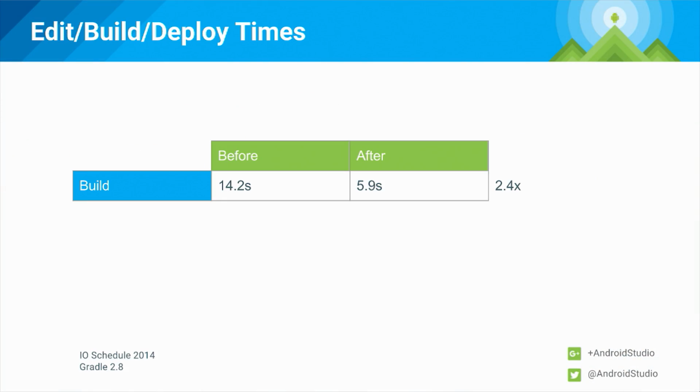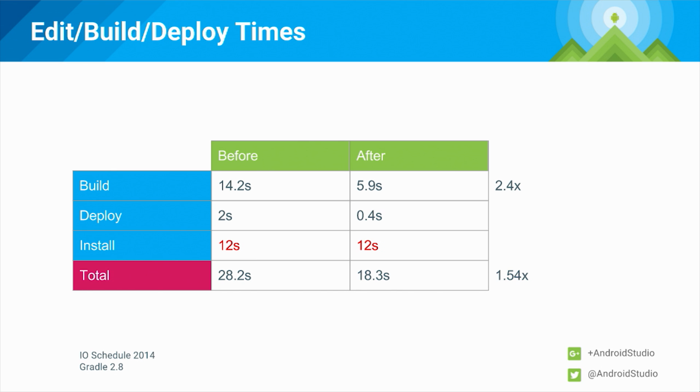And I tried to install it on my Nexus 6, and the install was 12 seconds, which is just 12 seconds, right? It's awful. I mean, we have before and after, right? It's like, we made some really good progress on building, 2.4x, that's awesome. And then we add installation, and it's just bad. So, 18 seconds is better than 28, but it's still just way too slow.